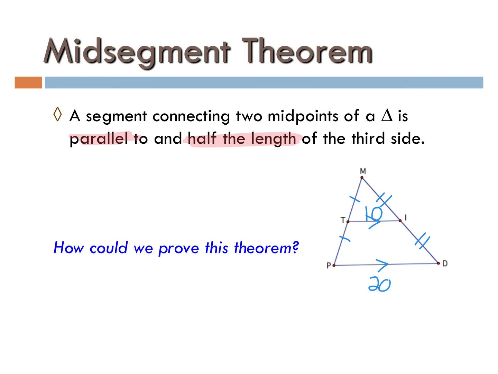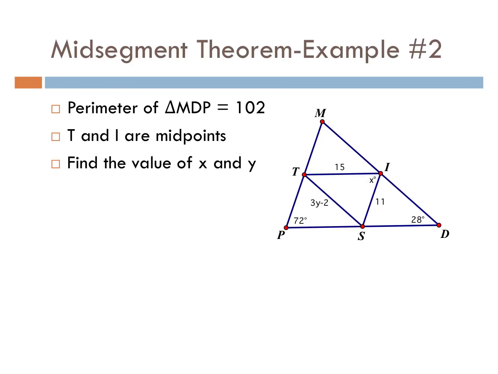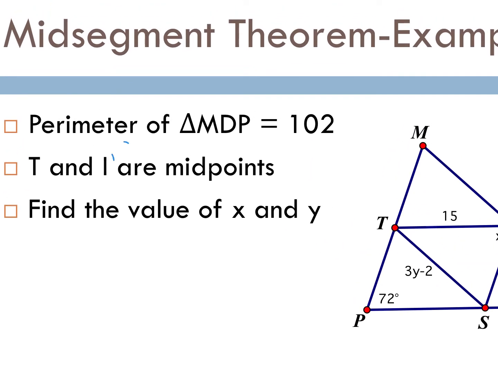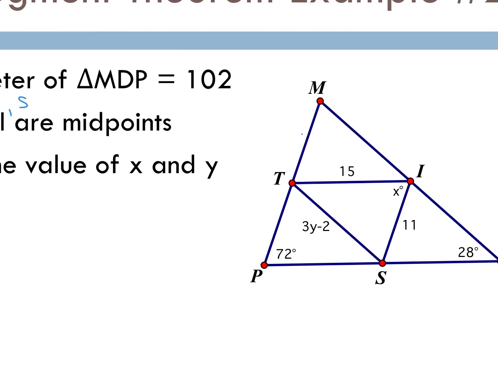Well, these triangles would be similar by... Let's take a look at this problem. It says that the entire perimeter of the big triangle, PD, is equal to 102. And then it says T and I are midpoints. We're going to add in a point here. We're going to say also S is a midpoint. So that means if T is a midpoint, it splits this side in half. If I is a midpoint, it splits this side in half. And if S is a midpoint, it splits this side in half.